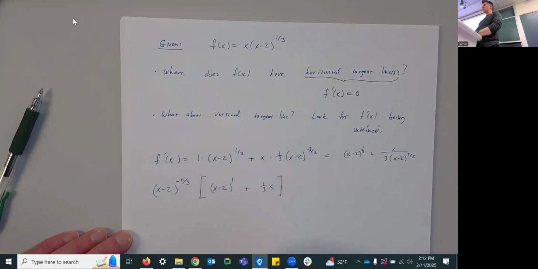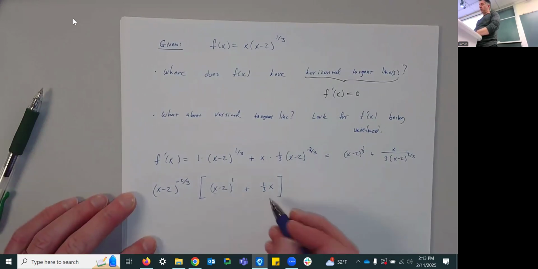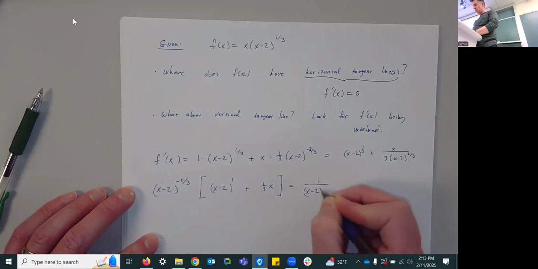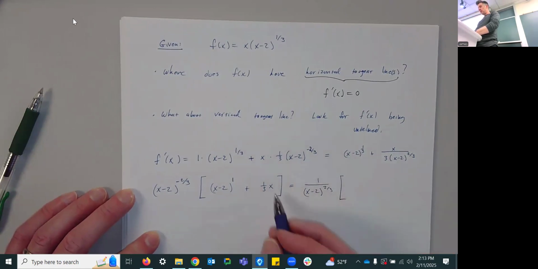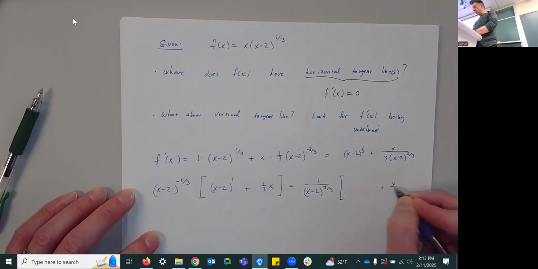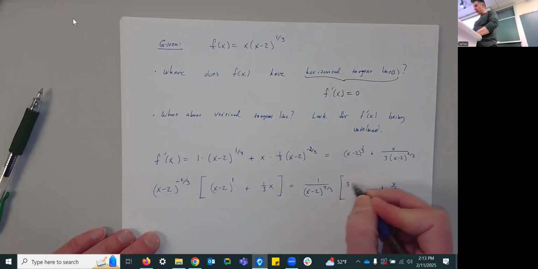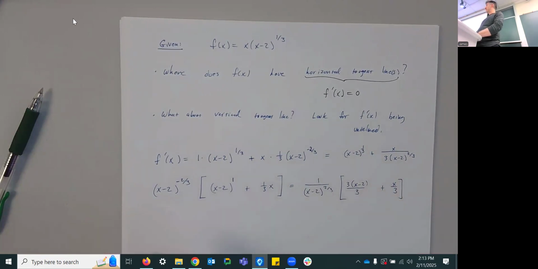This looks still kind of gross though. I don't love this. What I might do is factor out a 1/3. Actually, that's not the best way to say it. I think getting a common denominator here is the more logical way to think about this. So you could say, cool, we have 1 over (x minus 2) to the 2/3. And then inside these brackets, I have an x over 3 over here. And I'd like to have 3 times (x minus 2) over 3 right there, so that things can just look a little bit nicer.